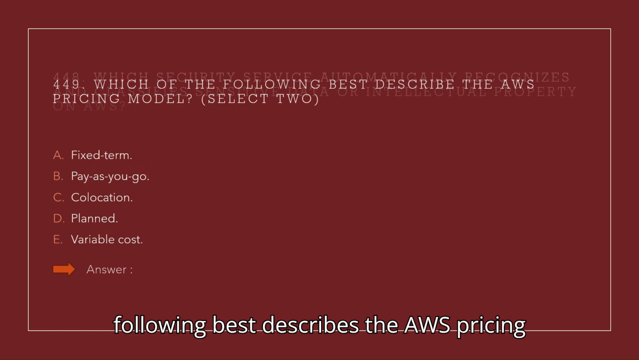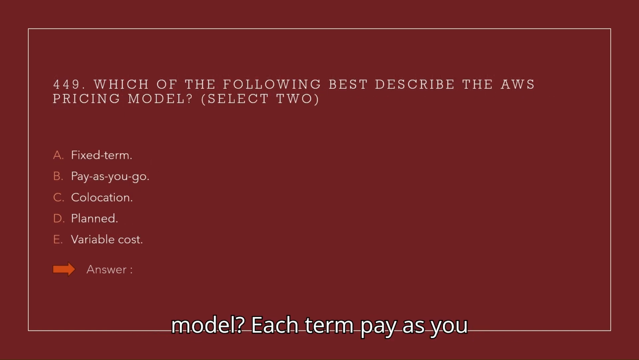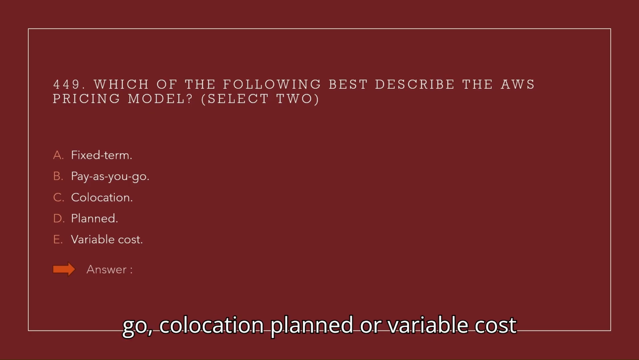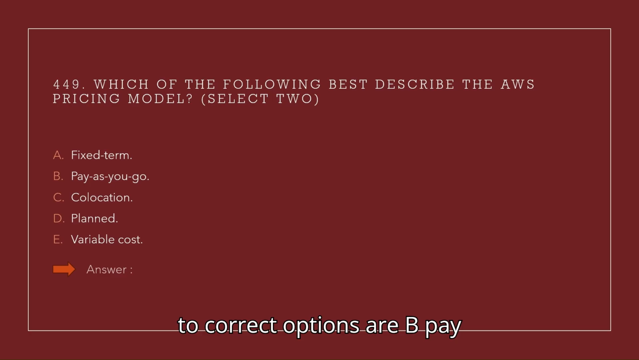Alright. Which of the following best describe the AWS pricing model? Fixed term, pay as you go, co-location, planned, or variable cost? Two correct options are B, pay as you go, and E, variable cost.